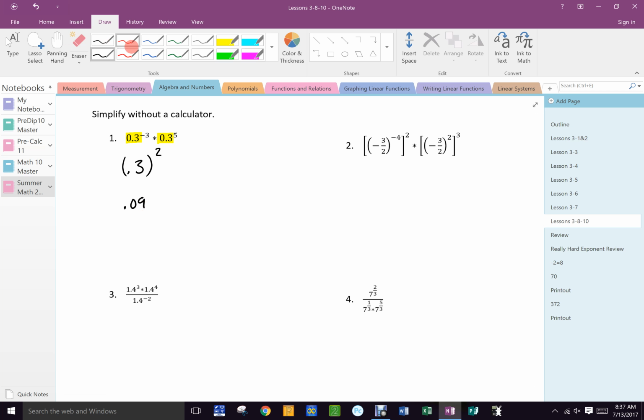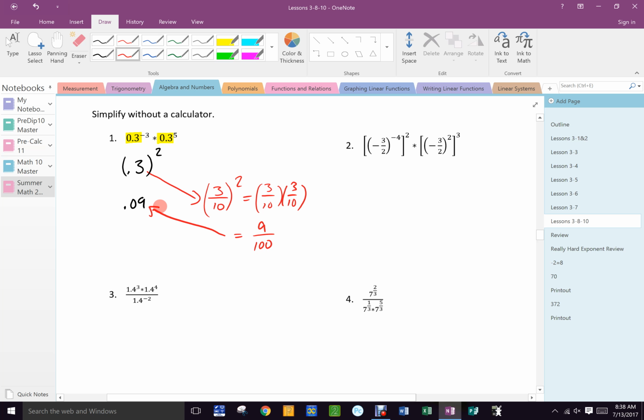Why is it 0.09, David? What is this really? Pardon? Yeah, but what is it really? No. 0.33333 is 1/3. That is really 3 over 10, yes? And 3/10 squared is really 3 over 10 times 3 over 10, right? What's 3 times 3? 9. What's 10 times 10? 100. 9/100ths, which is that. I need you guys to be aware of that.